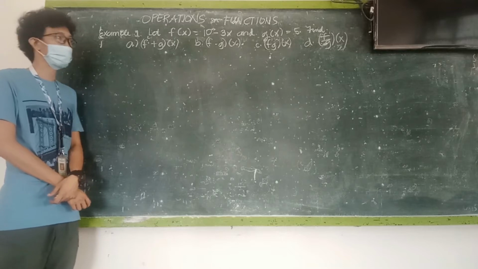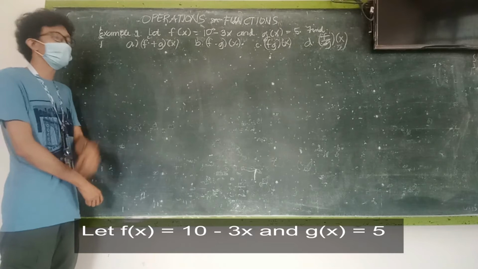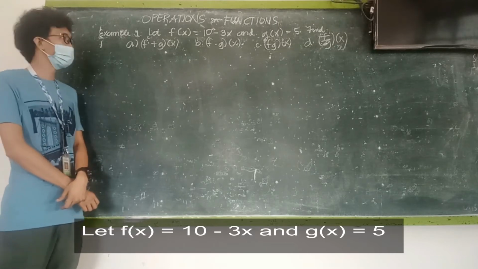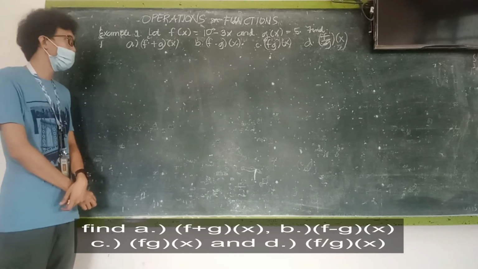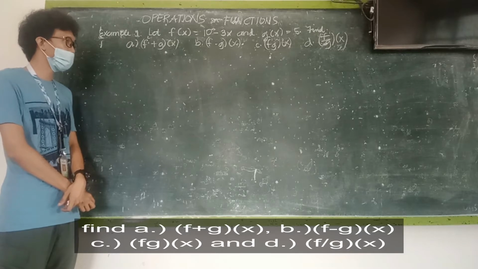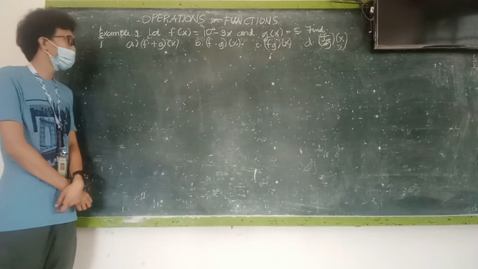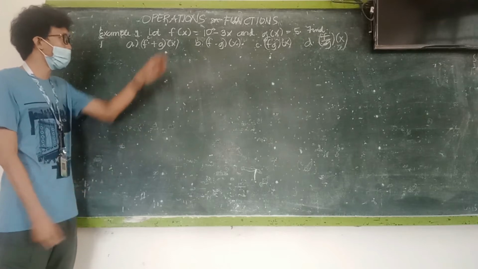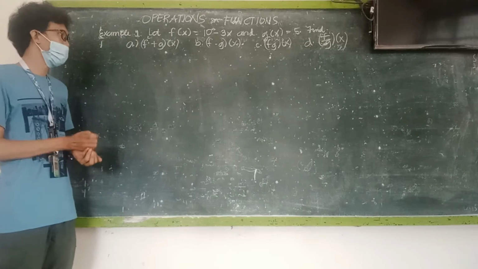Operation on functions. We have example number 1. Let f of x is equal to 10 minus 3x and g of x is equal to 5. Find A, f plus g of x, B, f minus g of x, C, f times g of x, and D, f over g of x. So we will perform the following operations on functions given that f of x is 10 minus 3x and g of x is equal to 5.